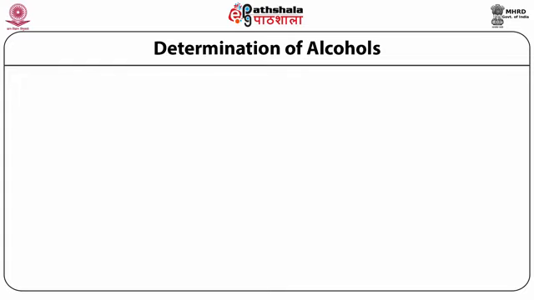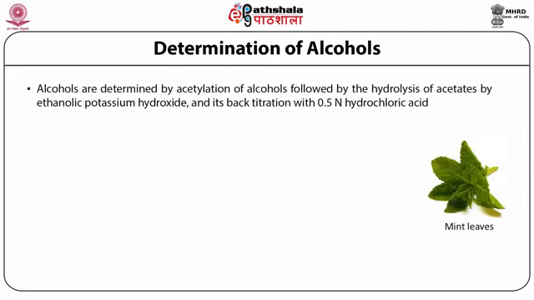Let's go to the determination of the contents of volatile oils. The first one is determination of alcohols. The alcohols are determined by acetylation of alcohols followed by hydrolysis of acetates by ethanolic potassium hydroxide and its back titration with N/2 hydrochloric acid. The procedure goes like this.